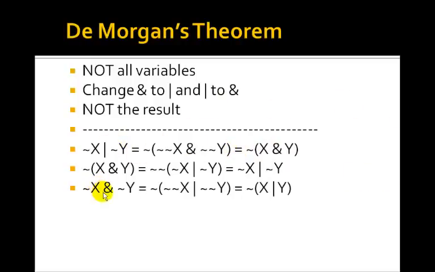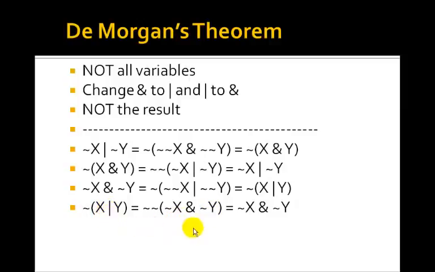Suppose you started with not X and not Y. Same rule. Not all the variables, change ANDs to ORs, and not the result. Again, the not-nots go away, and you end up with not (X or Y). And finally, you could go backwards this way: start with not (X or Y), not all the variables, change ORs to ANDs, and not the result. So not (X or Y) is equal to not X and not Y.